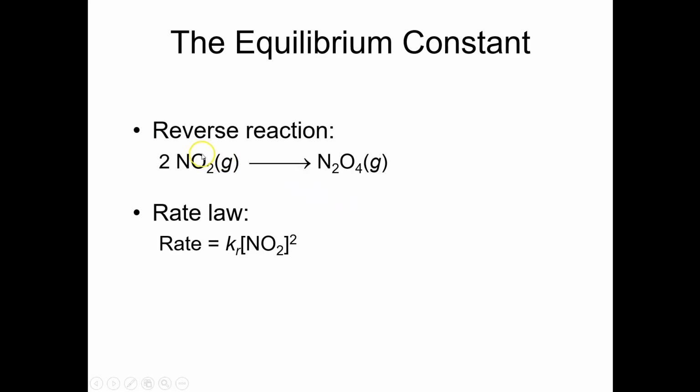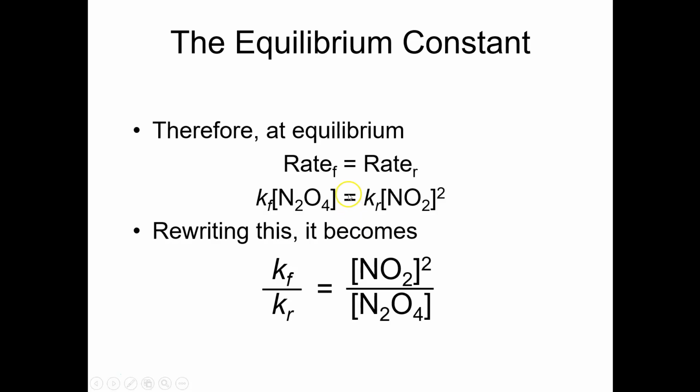The reverse reaction turns out to be a bimolecular single-step mechanism. And so I can write this rate law for the reverse step, that the rate of the reverse reaction is equal to Kr, which is the rate constant for the reverse reaction, times NO2 squared, because it is a bimolecular single-step mechanism. Now, at equilibrium, the rate of the forward reaction is equal to the rate of the reverse reaction, and therefore I can simply substitute these in. The rate of the forward reaction is equal to Kf times N2O4 to the first power. The rate of the reverse reaction is equal to Kr times NO2 to the second power.